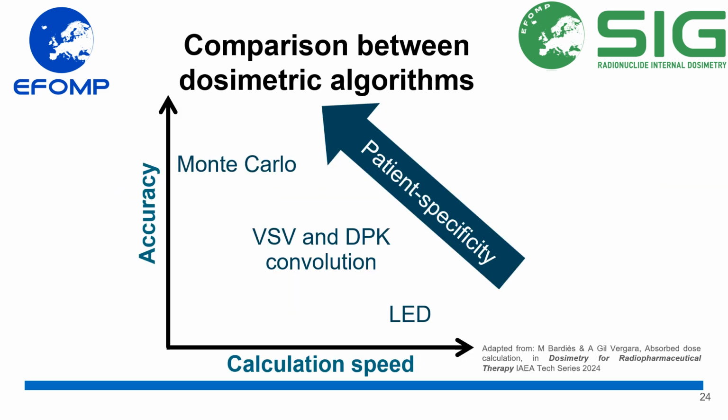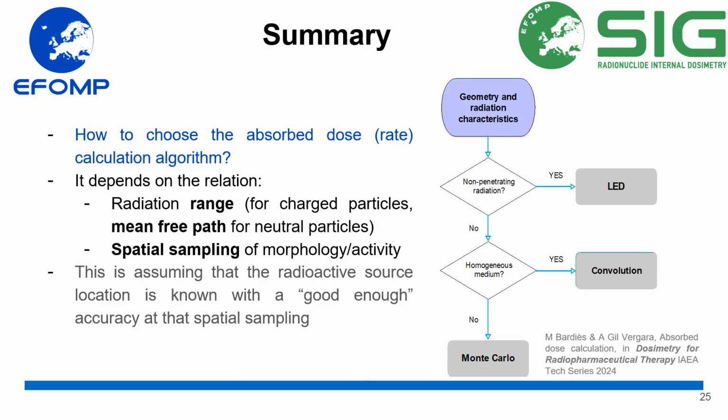Here, a comparison of the four dosimetry methods described as a function of their accuracy and calculation speed. We can see how the two are inversely proportional, and patient specificity goes in the direction of high accuracy but low speed, from LED through convolutions to Monte Carlo.